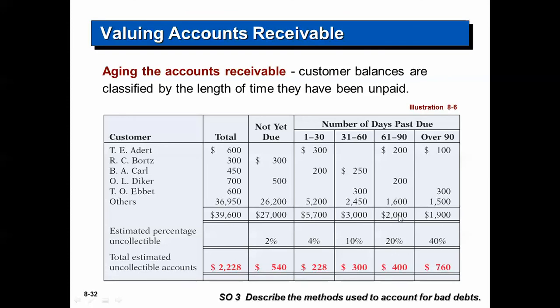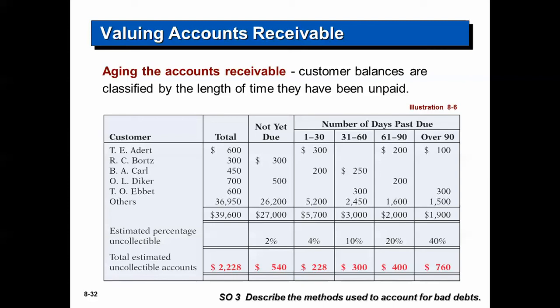We take 20% of 2,000, which is 400. 10% of 3,000, which is 300. 4% of 5,700, which is 228. And 2% of 27,000, and we add these up, and we say, okay, we expect of the 39,600 that is owed to us, we're not going to collect around 2,228. All right, but what they're saying now, this is called aging of accounts receivable.